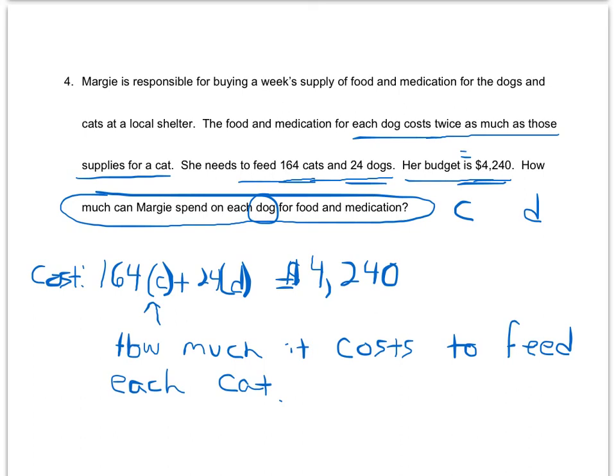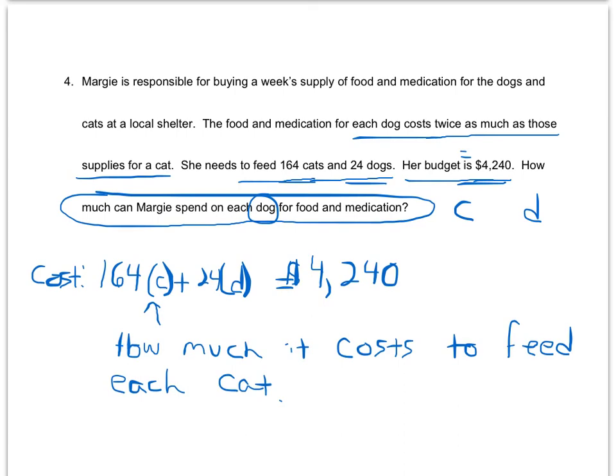Okay, so I want you guys to have your calculators ready. Let's say it costs $2 to feed each cat. Well, if you multiply the 164 times the 2, I think you would get, what would that be, 328? Okay, so if it costs $2 to feed each cat, you would say, oh, you had to spend $328 on each cat. Okay, so that's all this equation represents.